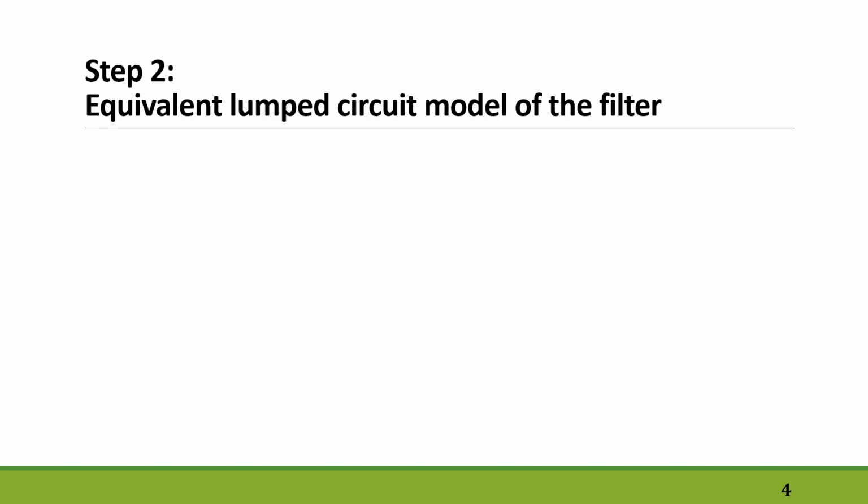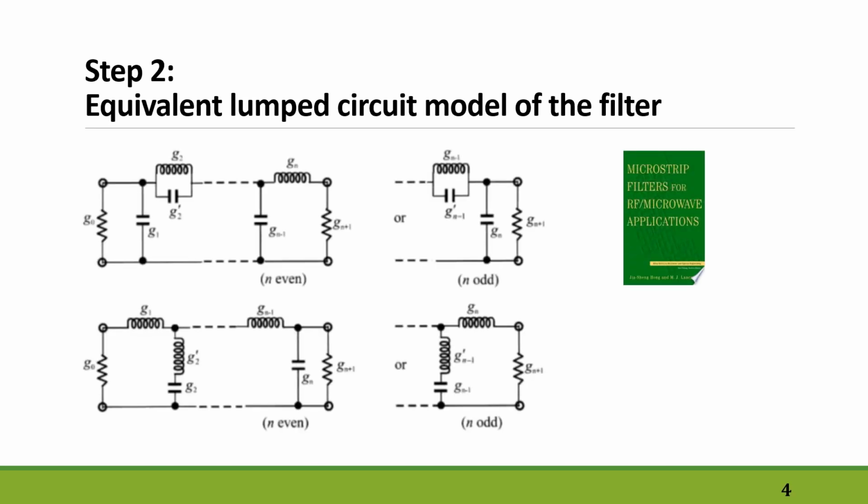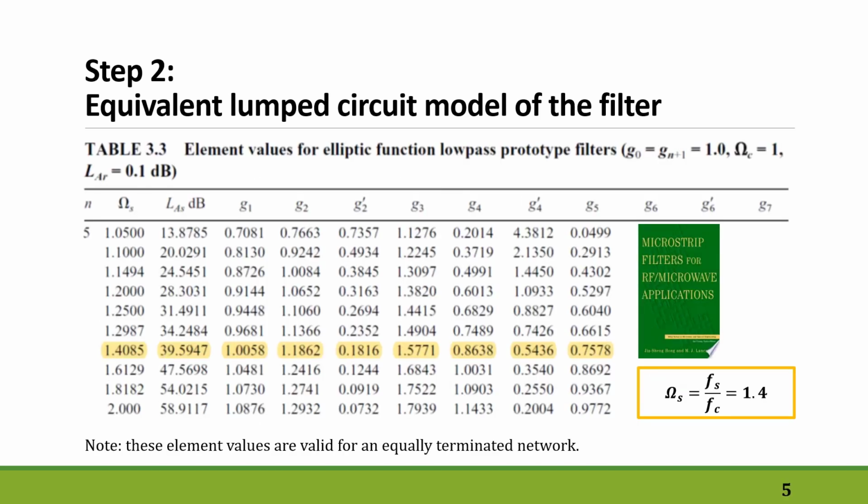The two equivalent lumped element circuit models for an elliptic filter look like this. For both circuits at zero frequency, you can find a short circuit path between input and output. And as the frequency is increased, this path is gone. In this design, we are going to use the second form.